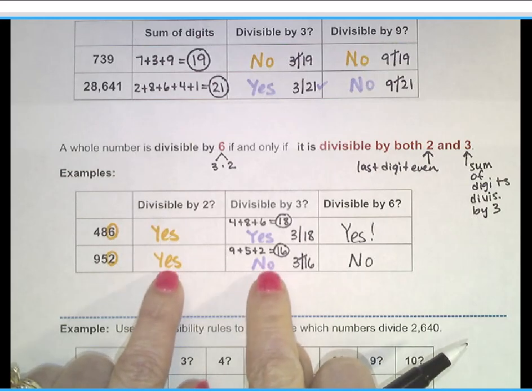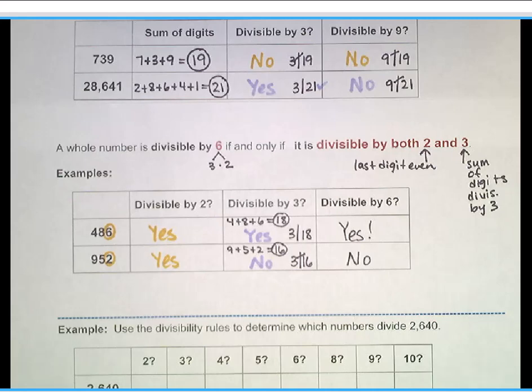These both have to say yes if the number is going to be divisible by 6. So that's how you do the divisibility rules for 3, 9, and 6. 3 and 9 involve the sum of the digits. 6 is a combination of 2 and 3.